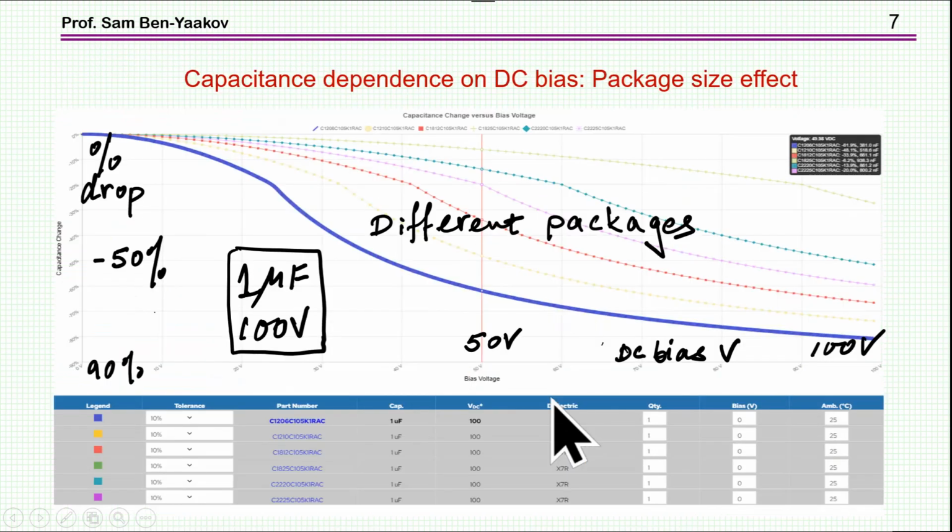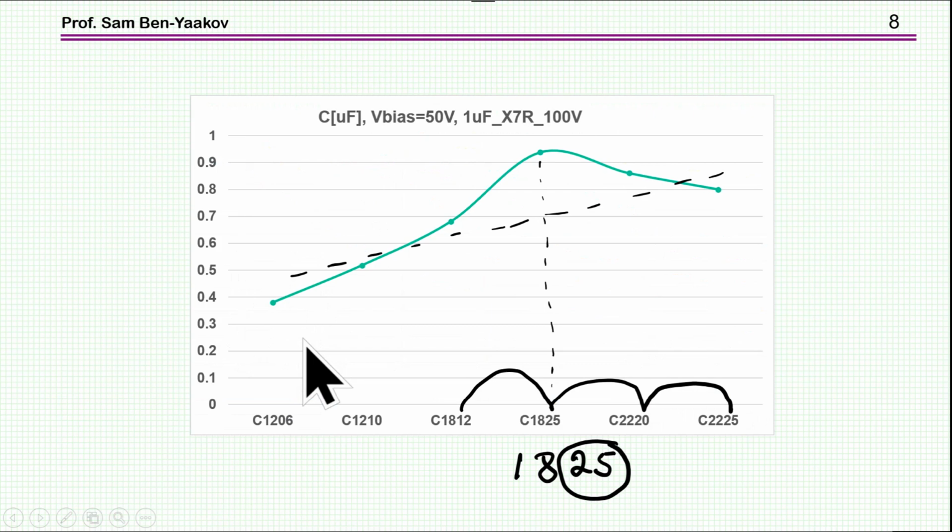First thing to look at is how the differential capacitance changes with the bias. Here we have a 100 volt capacitor, and see it's 50 volts halfway. You see that there is a big difference, and these are different packages. All of these capacitors are 1 microfarad, 100 volt. To see it better, we have this graph here. These are the packages, okay?